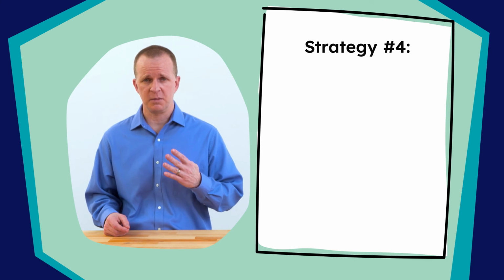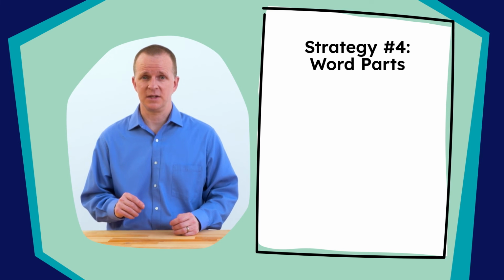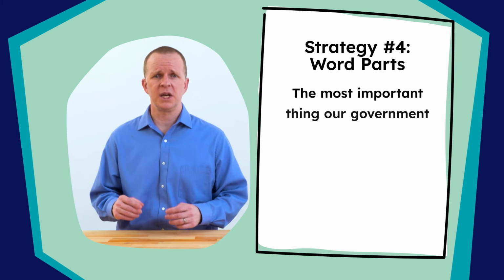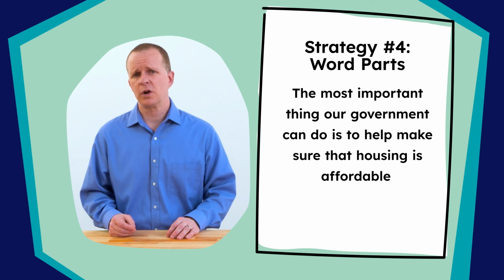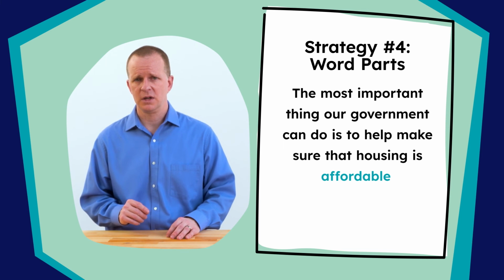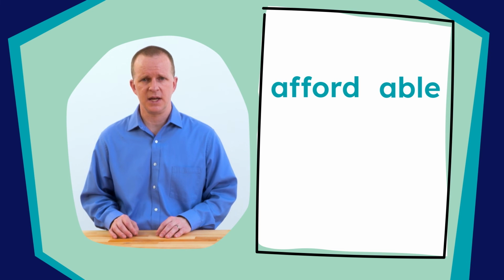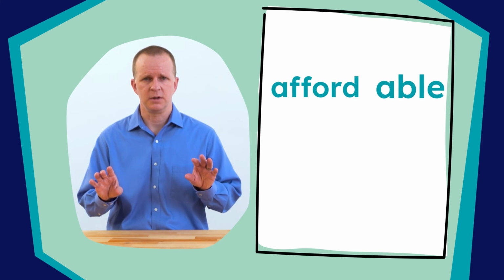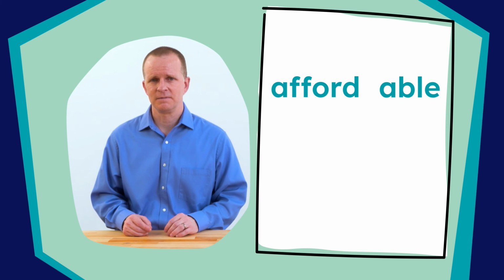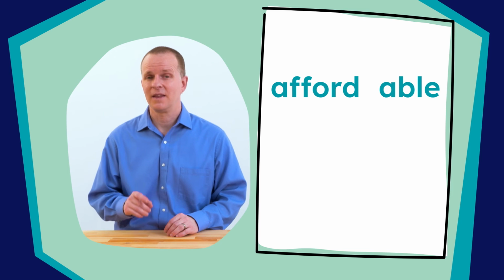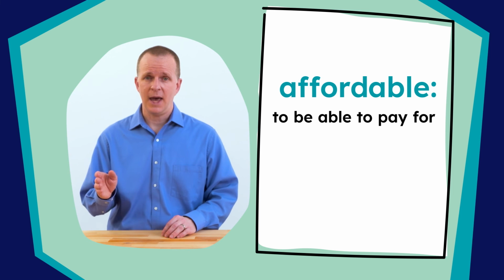Last, we have strategy number 4. Grab that pencil. Here's our sentence. The most important thing our government can do is to help make sure that housing is affordable. The word affordable can be a hard one. Let's take a closer look at it. If we break that word into 2 parts, it says afford able. On your paper, write down what you think that word means. Excellent. Does your answer look like this? Affordable means able to pay for.